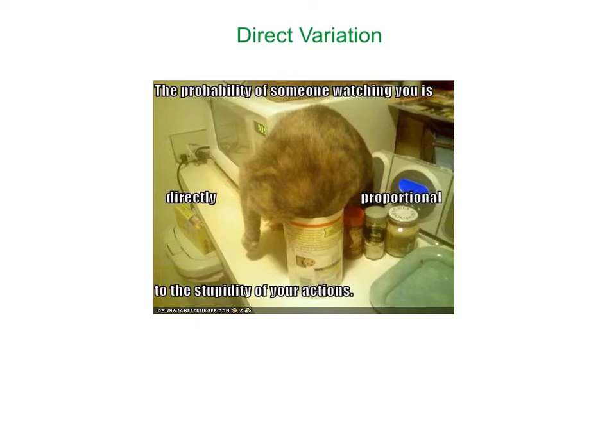We say that when two things vary directly, they are proportional, and you can use proportions in order to solve problems with direct variations, but you can also use a simple equation, and we're going to jump in and start talking about that right now.